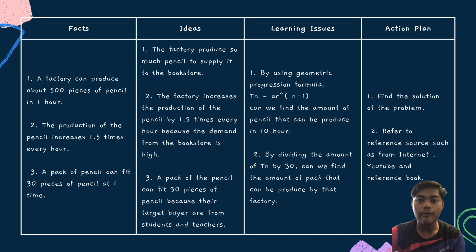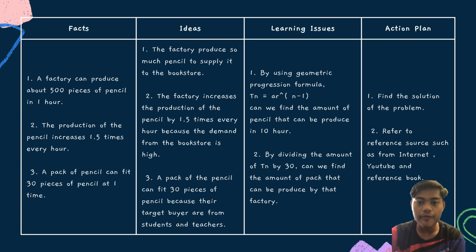The facts from our table are: a factory can produce about 500 pieces of pencil in 1 hour. Second, the production of the pencil increases by 1.5 times every hour. Third, a pack of pencil can fit 30 pieces of pencil at one time.